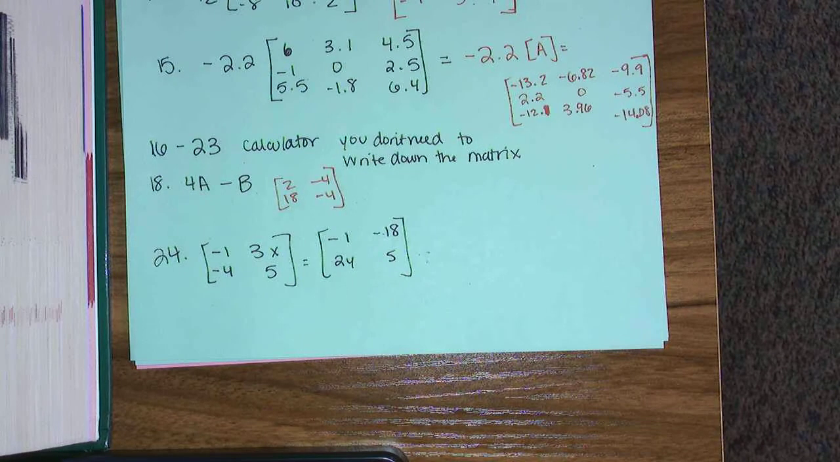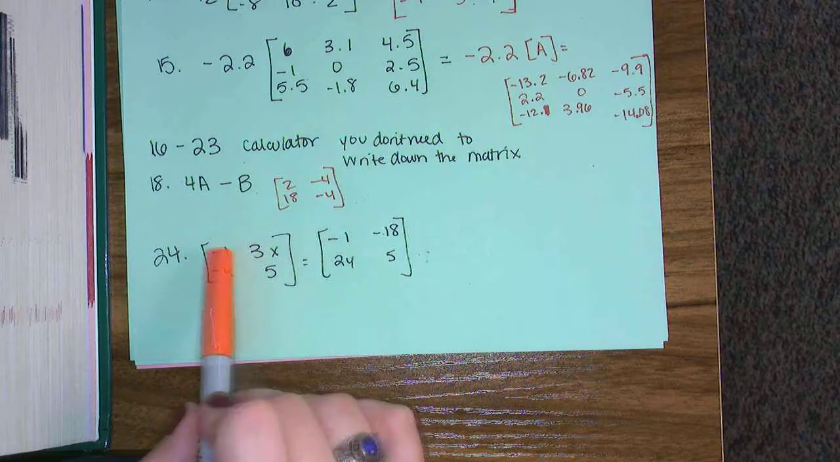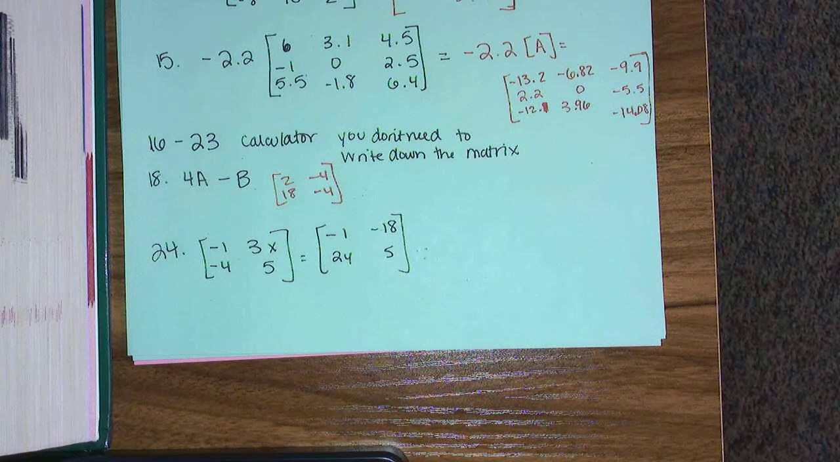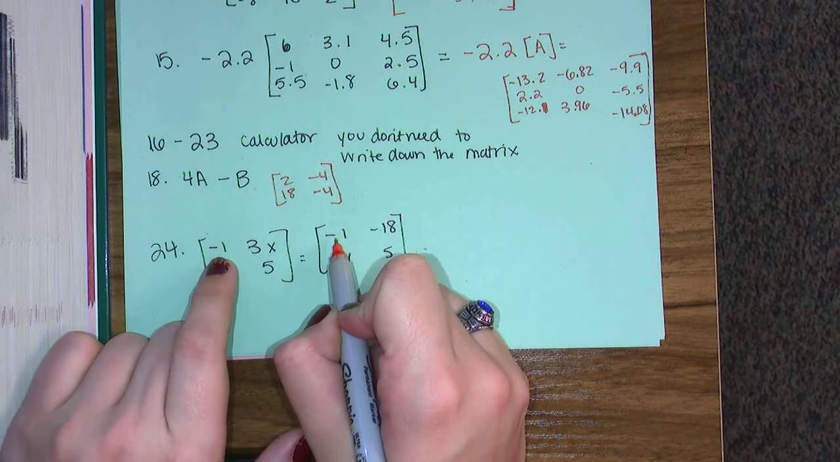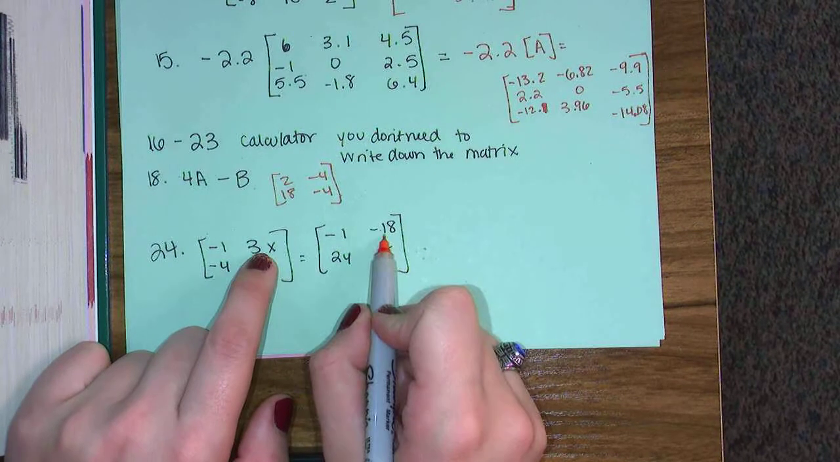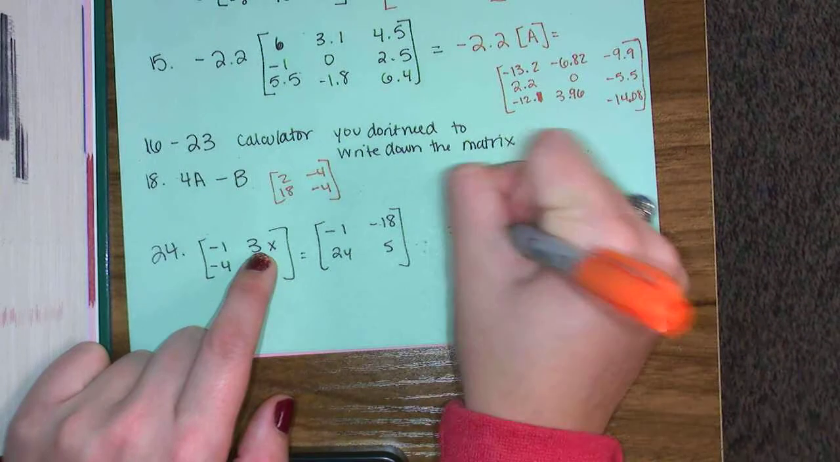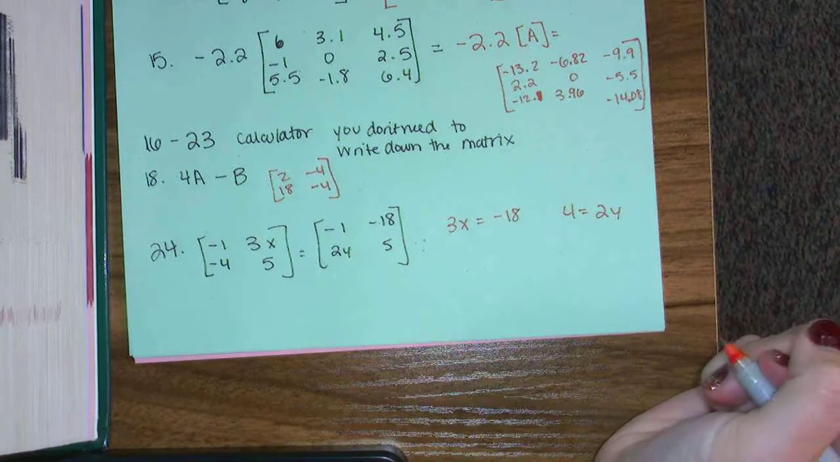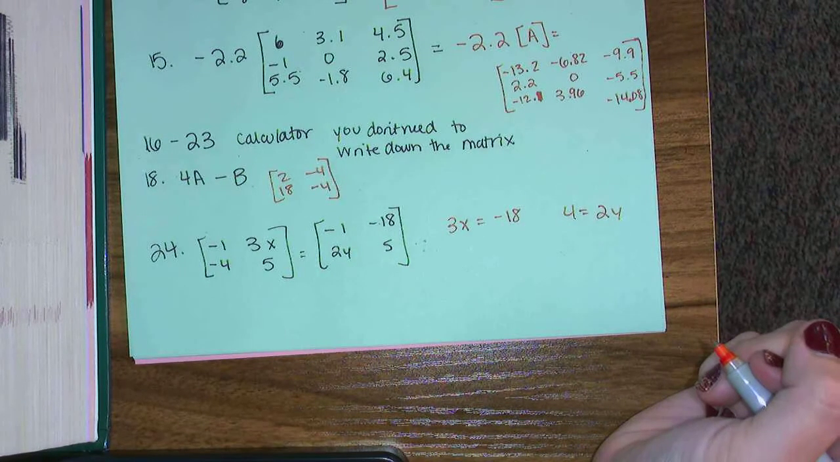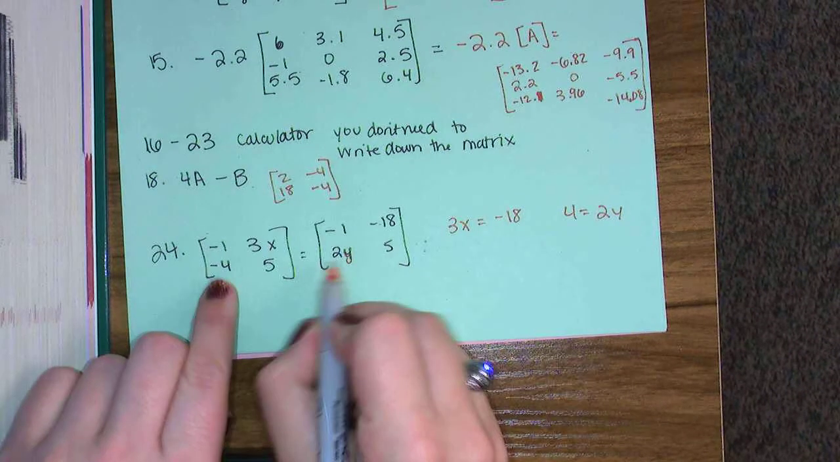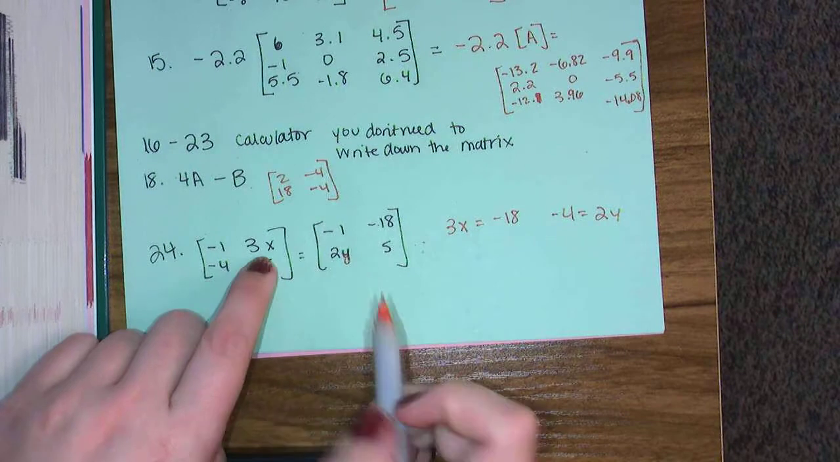Okay, so do you remember the other day what I said is true of matrices that are equal? Okay, the positions are equal. So negative 1 is equal to negative 1. 5 is equal to 5, meaning 3x is equal to negative 18. And then 4 is equal to 2y. So then I'm just solving for the variables. Okay, these positions are equal. So 2y, that's a y, not a 4. 2y is equal to negative 4. 3x is equal to negative 18.